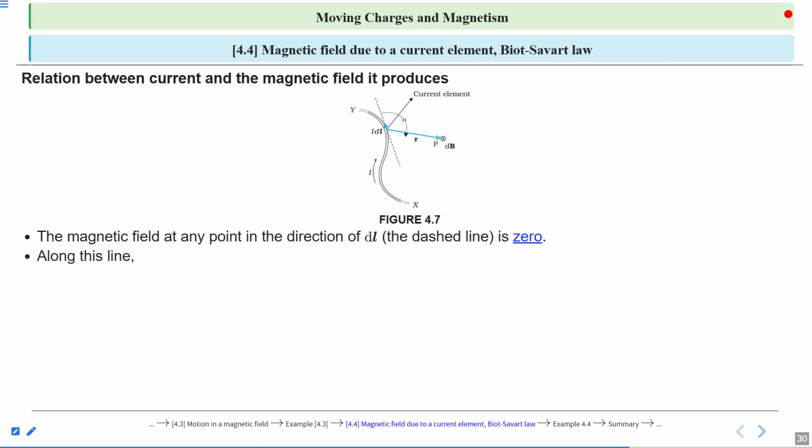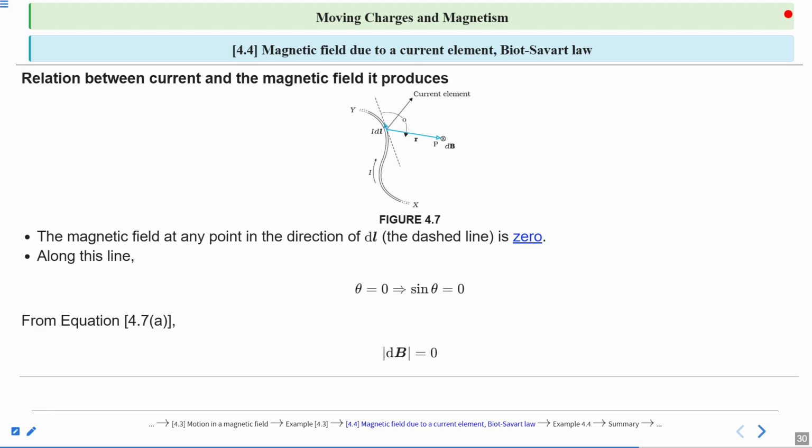Why 0? Because along this line theta is 0. If any point is lying on this dashed line, then theta will be 0. That means sine theta is 0, due to which from equation 4.7a dB will become 0. So at this dashed line in the diagram, theta is 0, due to which magnetic field is 0. We can say along the dl vector, magnetic field is 0.